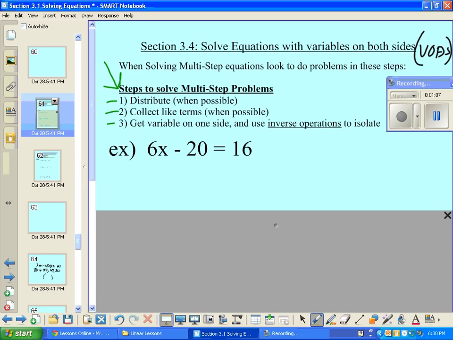But now on step 3, I've had you write these 3 steps down before, so you know what they look like. They should be in your notes. But the one part I haven't really focused on, or I've kind of glazed over up until this point, is this first line here on step 3. It says get the variable on one side and then use inverse operations to solve.